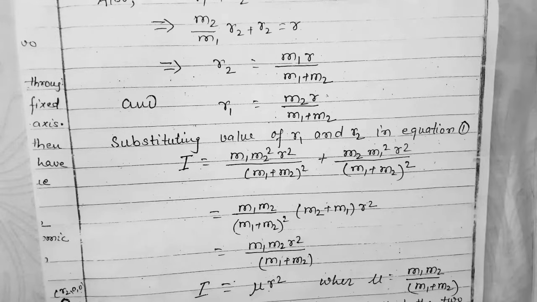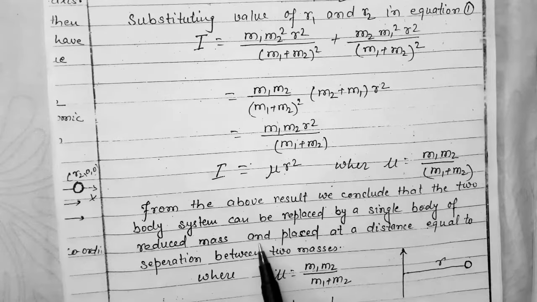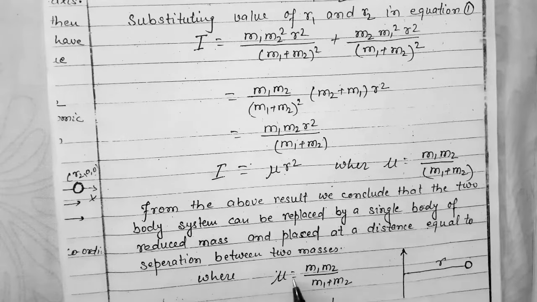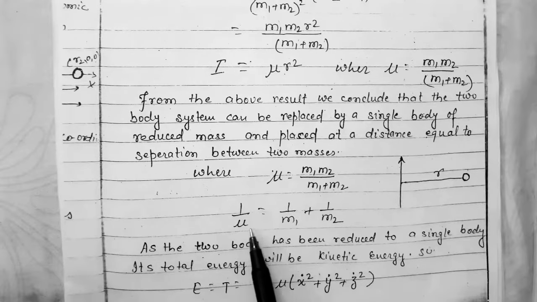Okay, so what will happen if we have to replace the two body system with a single body of reduced mass, placed at a distance equal to the separation between the two masses? This mu term will be represented as a constant, defined as 1 divided by m1 plus 1 divided by m2, because these references have to be replaced with a single body.